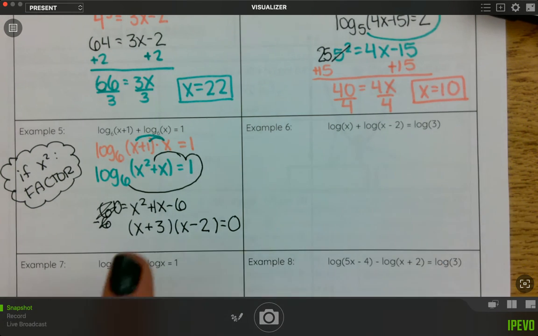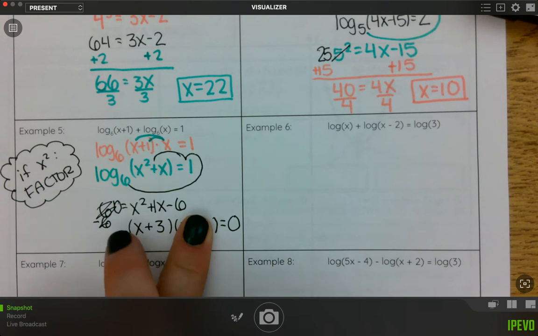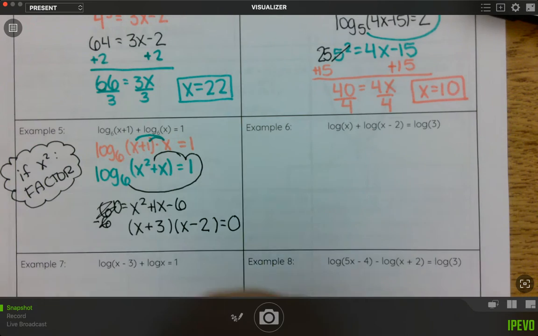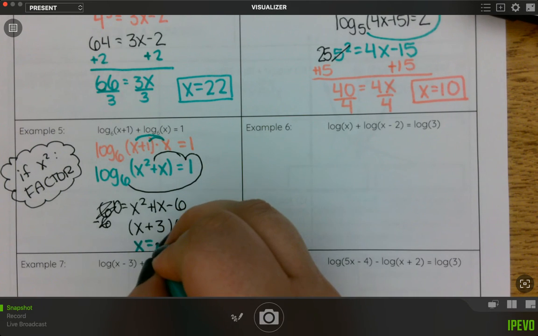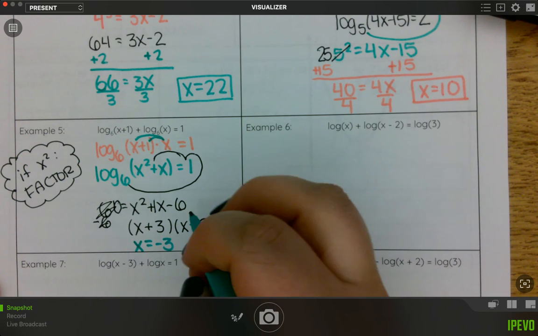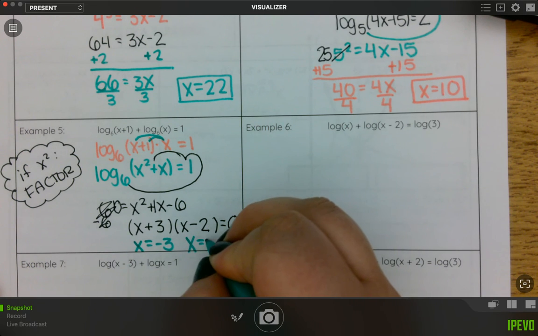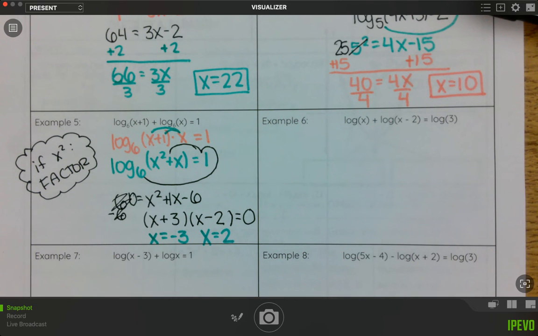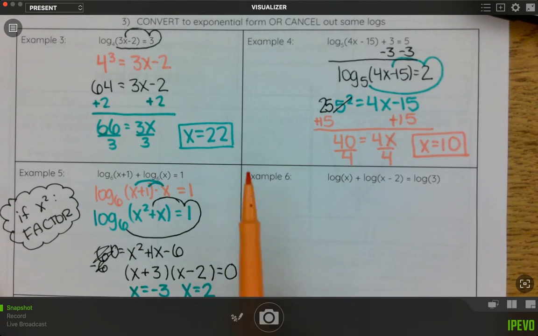And then you basically want to solve each one. So if I want this one to equal 0, I would subtract the 3 to this side. 0 minus 3 is negative 3. I would add this 2 to this side, x equals 2. That should be pretty familiar from a ton of things we've done in the past. We've talked about factoring multiple times.